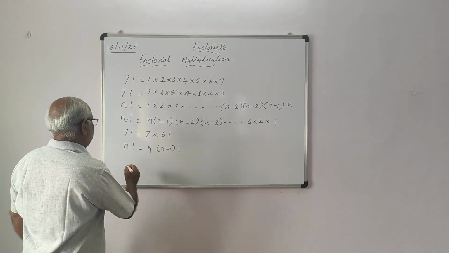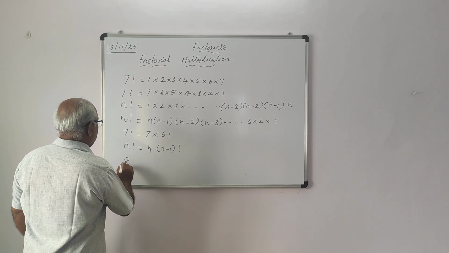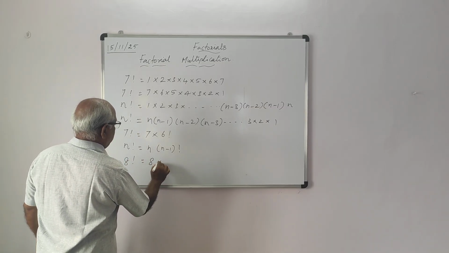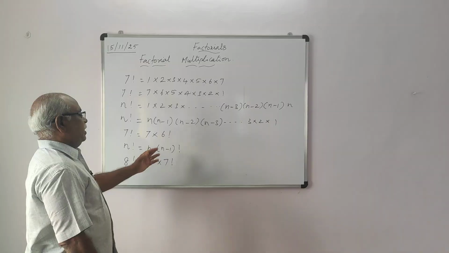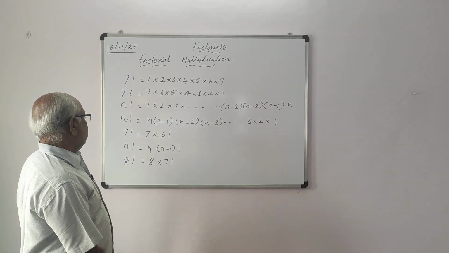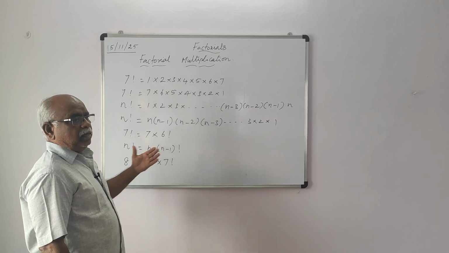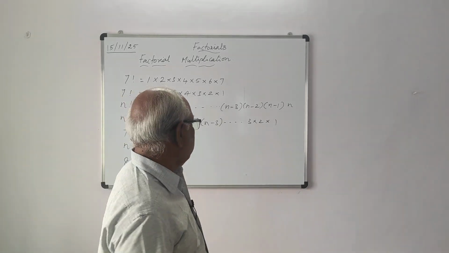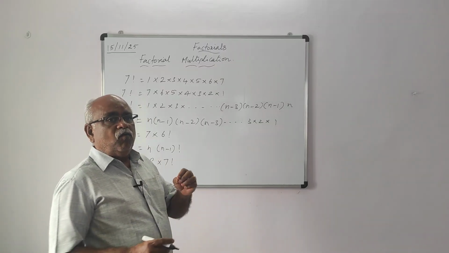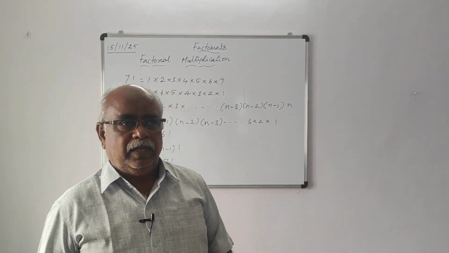Like that, next one. 8 factorial is 8 into 7 into 6 into 5 and so on, so 8 into 7 factorial. Like that, the factorial can be explained in many ways. And also I am going to define what 0 factorial is. So you will see. Okay?